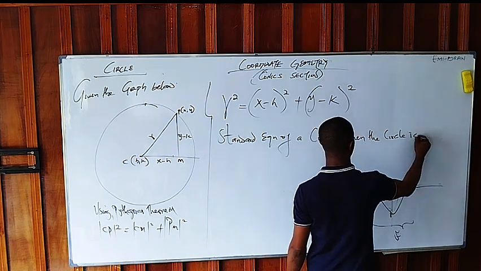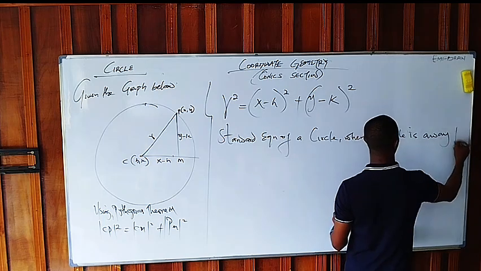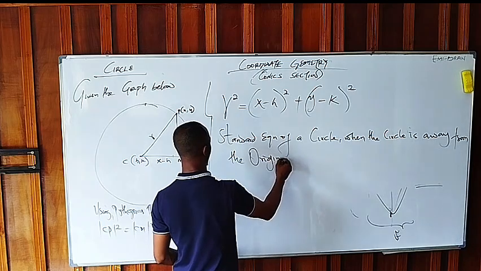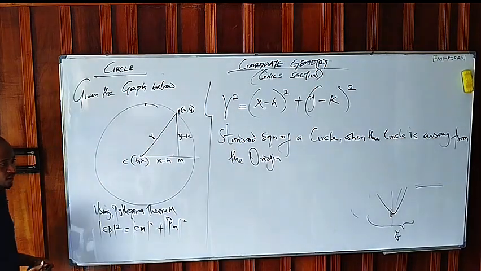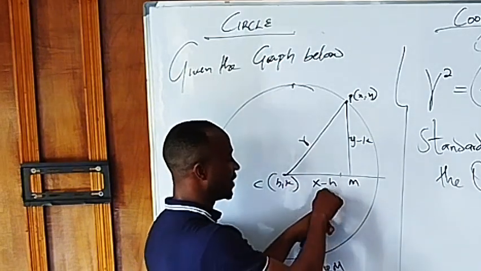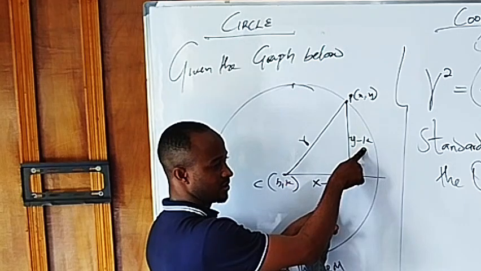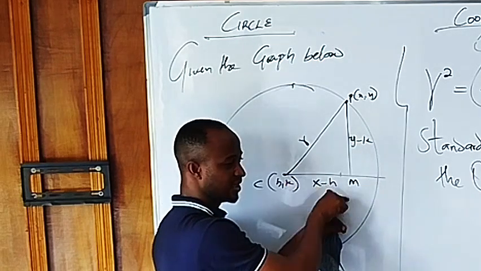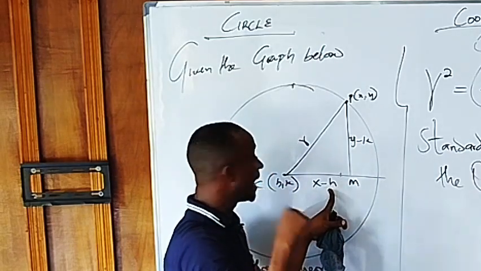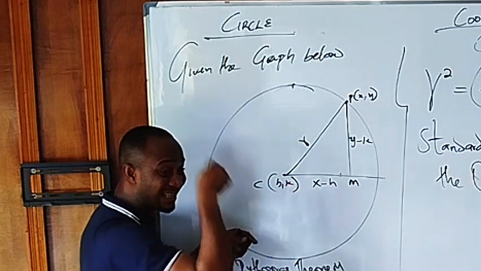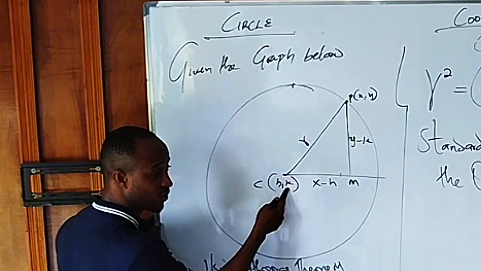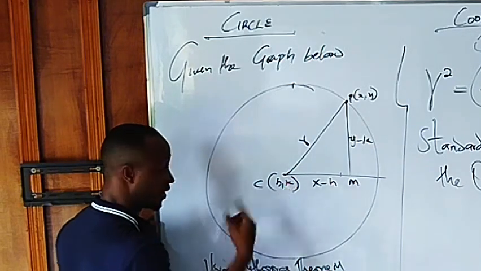When the circle is away from the origin, why is the circle away from the origin? Do you know why? Because we have a deviation. We have minus h and minus k. Are you following me now? If I don't have h and k, that means the circle is at the origin. At the origin is when the value of our center is 0, 0. That means my h is 0, my k is 0.